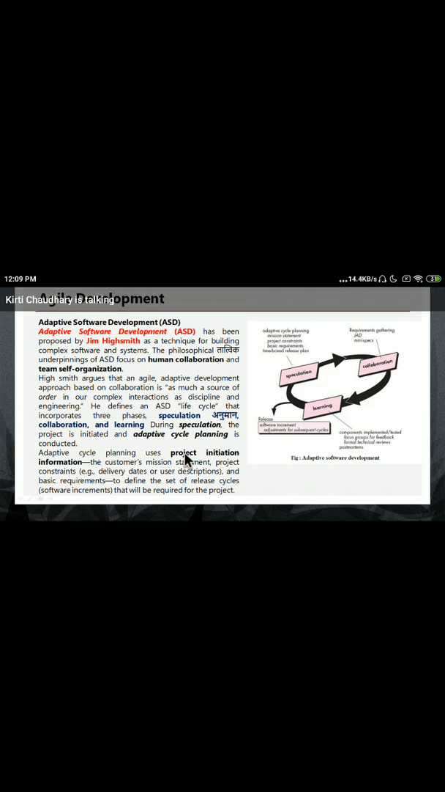Adaptive cycle planning uses, first one, initiation. Just take any building. If a builder wants to develop, what will they do? First, they will think about the initiation, initialization. That is, whether it is possible. First thing is where the product, where the plan, where you want to develop.